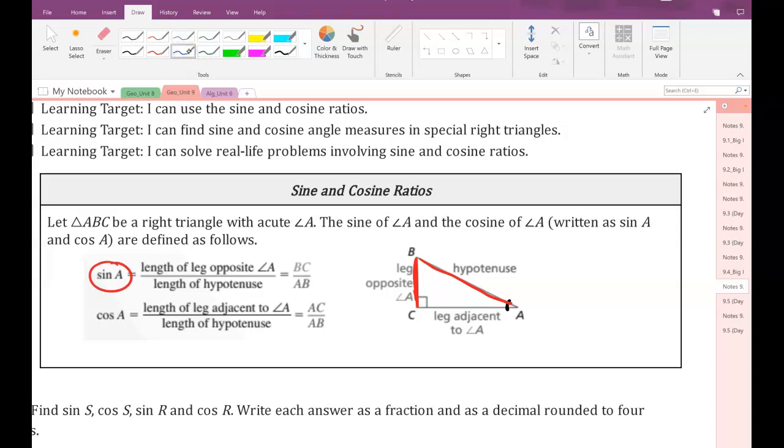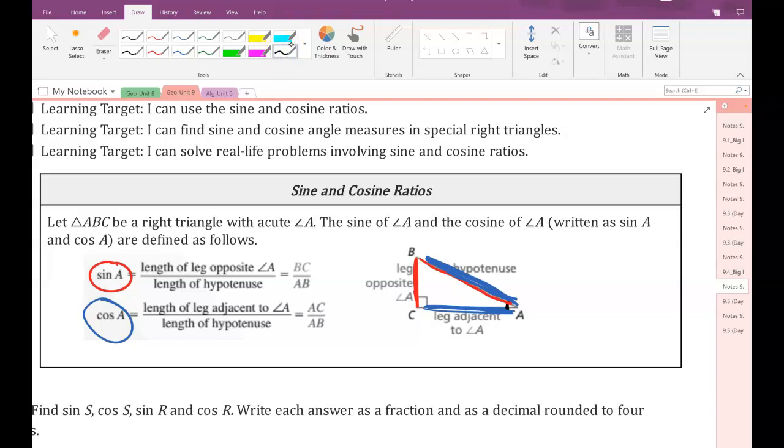To find our cosine, we take the length of the leg adjacent to A and then the hypotenuse as well. So for both of these, the denominator of your ratio will always be your hypotenuse. And then sine is always your opposite. Cosine is always your adjacent.